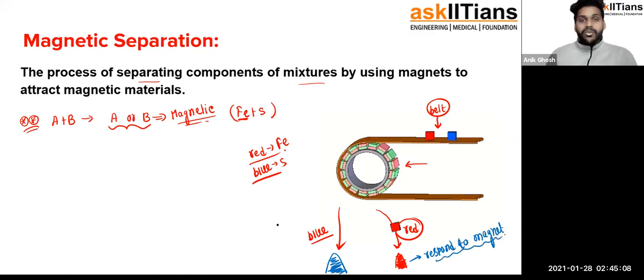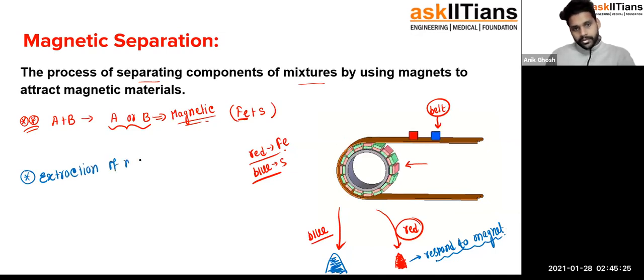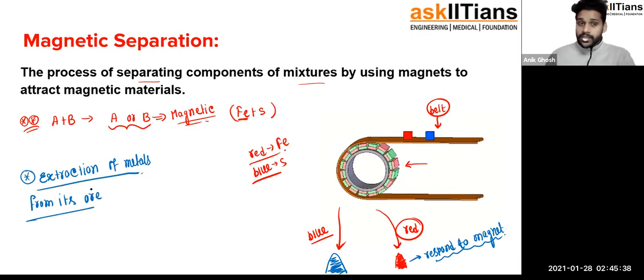So this is how you can do magnetic separation. This is mainly used in the extraction of metals from their ore. So the thing is, when we are trying to extract iron-like objects, those are magnetically susceptible. For that type of metal only, we use this method of separation. Got it so far?